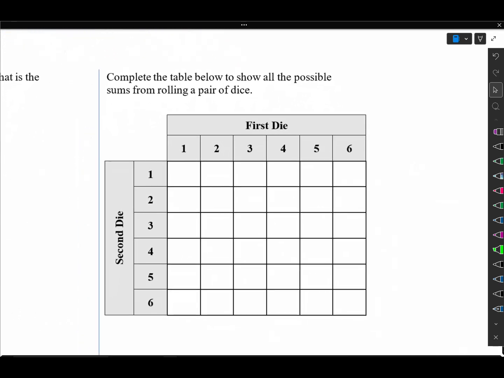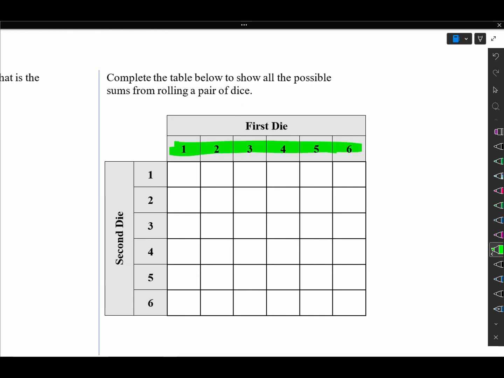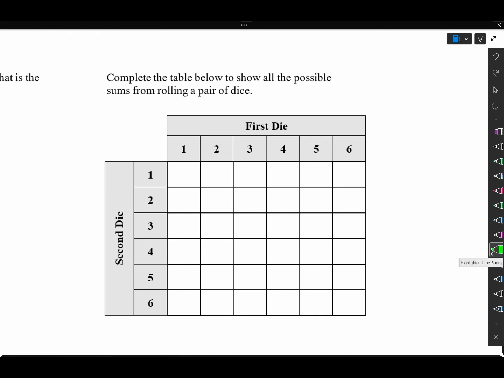Now, let's take a look right here where we're rolling two dice, a first die and a second die. This row tells us what we would be rolling from the first die. This column tells us what we would be rolling from the second die. And we'll add up the two rolls in order to get a single sum.